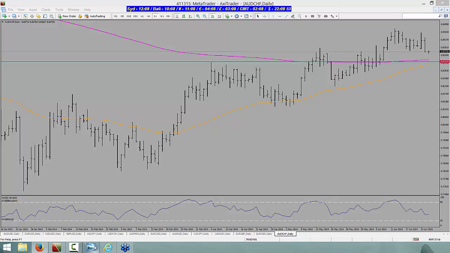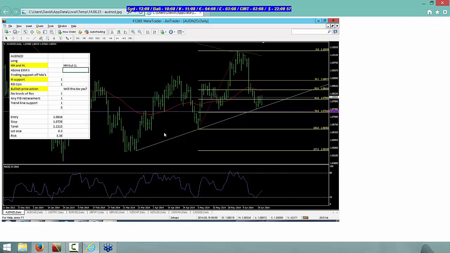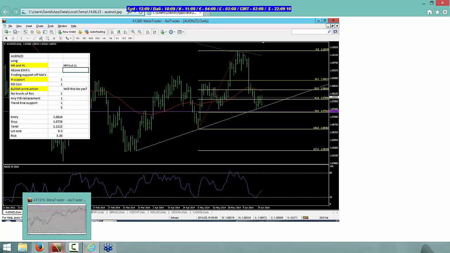And finally, the Aussie Kiwi. Higher highs and higher lows. I have a question. I put an order on Friday, but it didn't trigger in. Is it still valid to have an order in for this setup? Yep. There are higher highs and lower lows.